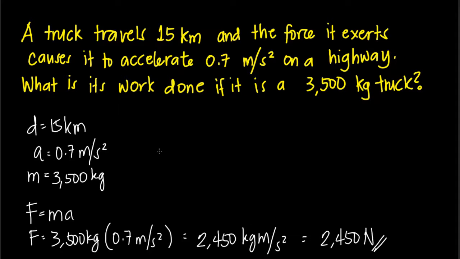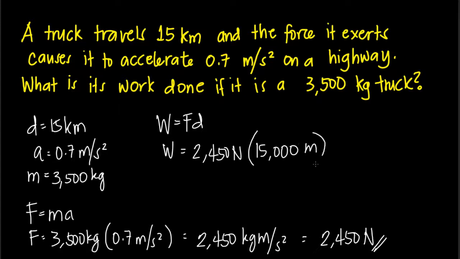Okay, next. Let's solve for work. So, just F times D, because the force is along the same axis as the distance traveled. So, we have no angle here, no? However, the distance used is in kilometers. And remember, the unit is Newton meters. So, convert 15 kilometers into meters. So, 2,450 newtons times the distance of 15,000 meters. Okay? Convert the 15 kilometers, ha?